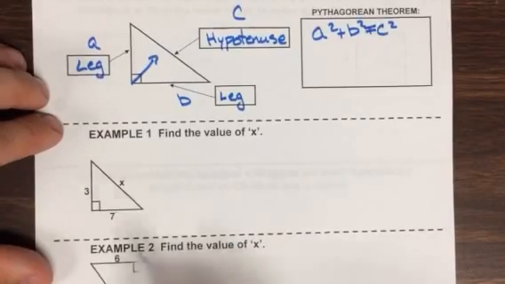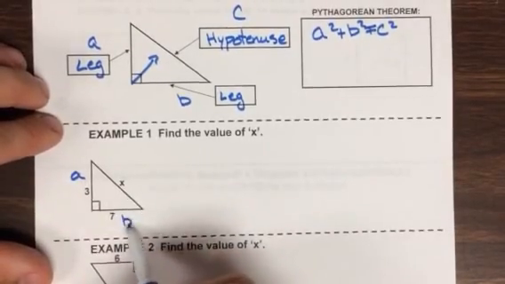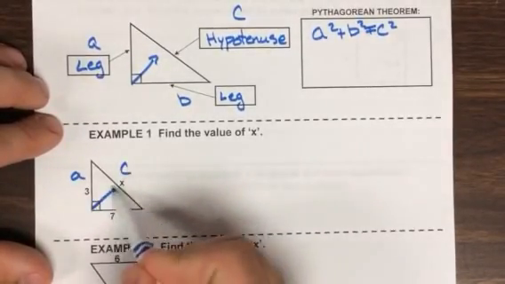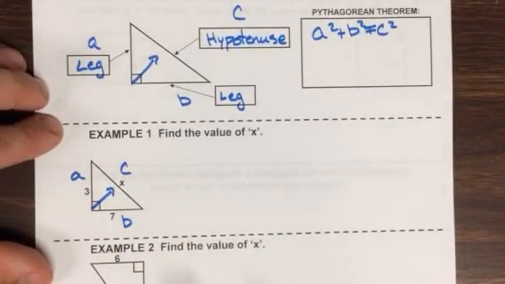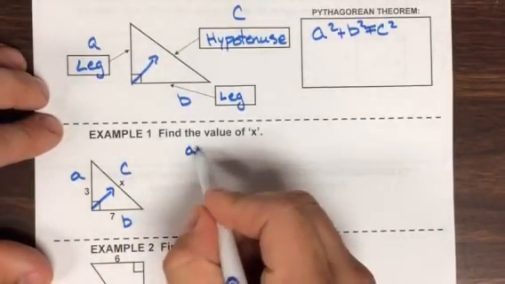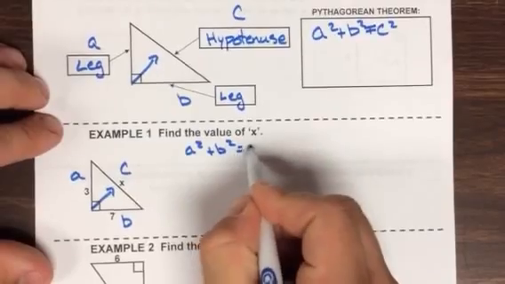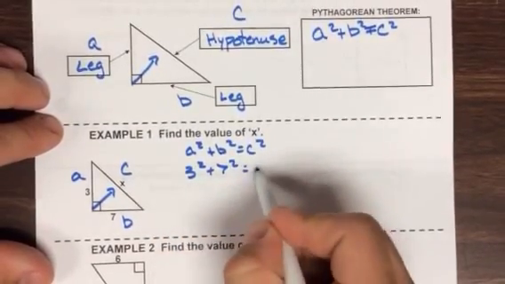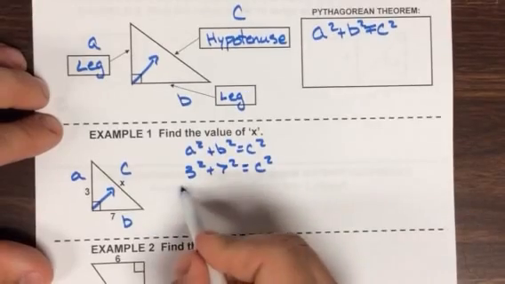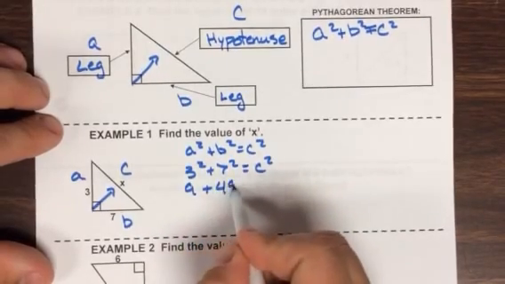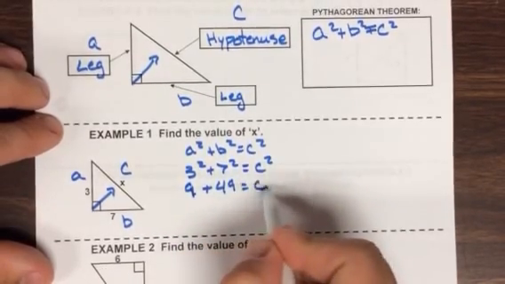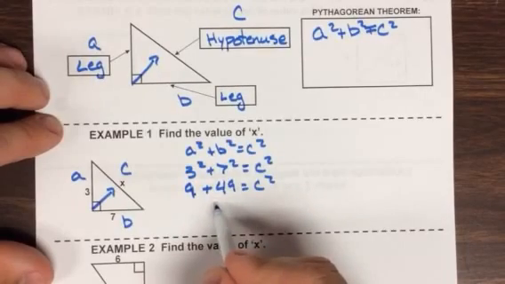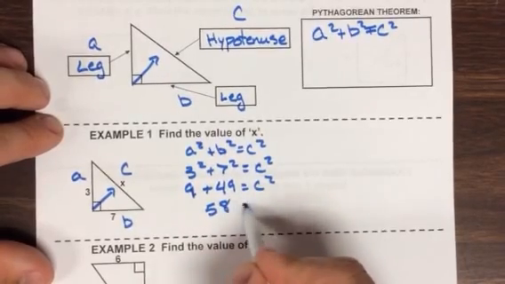Looking at example 1, we want to find the value of x. We know a and b, and we are looking for our hypotenuse c. So a squared plus b squared equals c squared, or 3 squared plus 7 squared equals c squared. 9 plus 49 equals c squared, which in this case is 58 equals c squared.